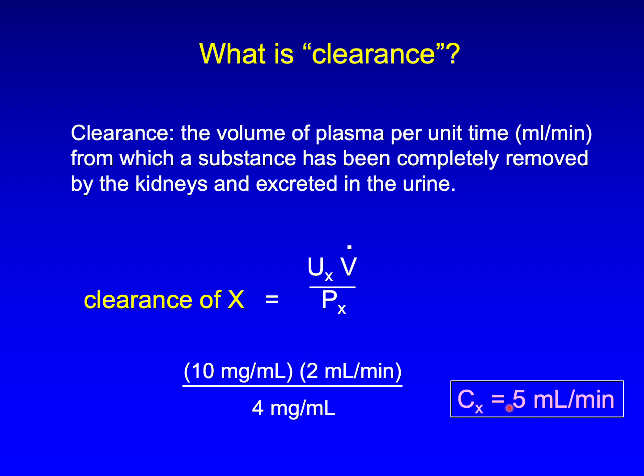As you can see, this simple formula of UV over P allows you to determine the clearing ability for the kidney as a whole without having to think about the fact that not all nephrons work the same, not all of them clear X at the same rate, but the kidney as a whole clears it at this rate.